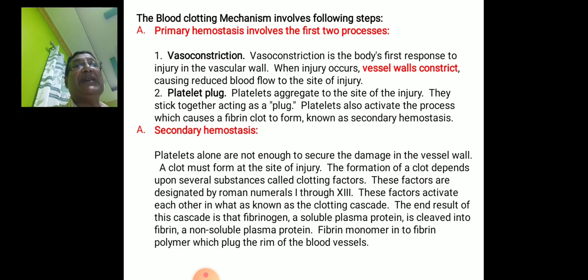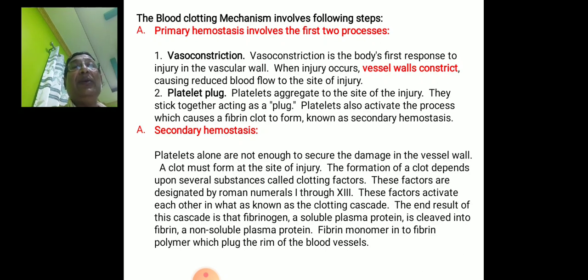Platelets aggregate at the site of the injury. They stick together, acting as a plug. Platelets also activate the process which causes the fibrin clot to form, known as the secondary hemostasis. These two are popularly known as the primary hemostasis. Next, secondary hemostasis will be B, not A. First one is A, primary, and secondary will be B.